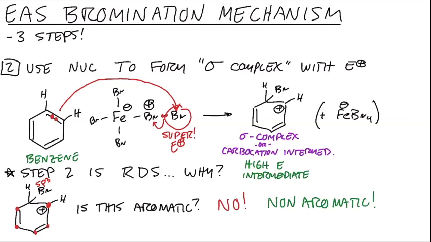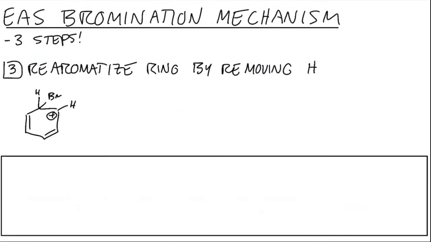But once we get to here, it's literally all downhill in energy, and so very easy to finish up with our last step of the mechanism. So the very last step of our mechanism is where we're going to make aromaticity happen again. We're going to bring it back. We're going to make it cool again. We're going to re-aromatize our ring by removing a hydrogen. So once we've done that, we will get back to aromaticity and we'll be happy.